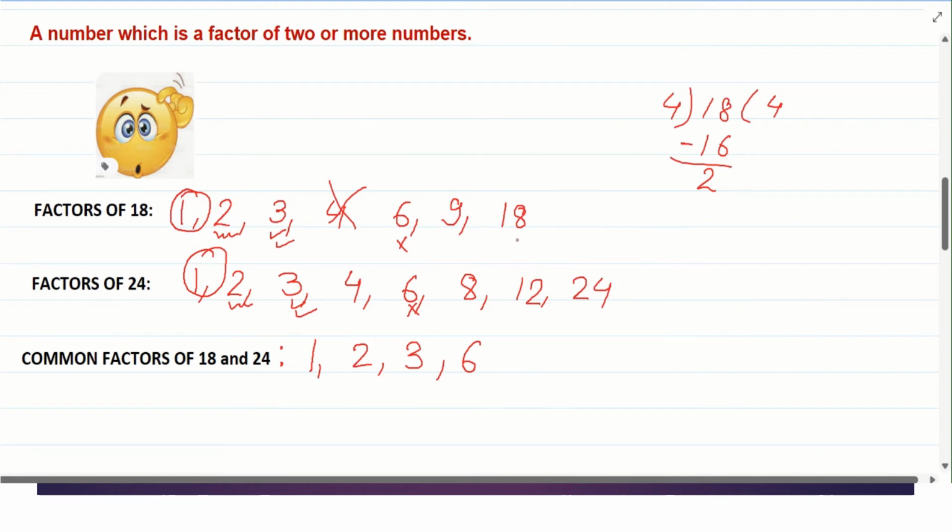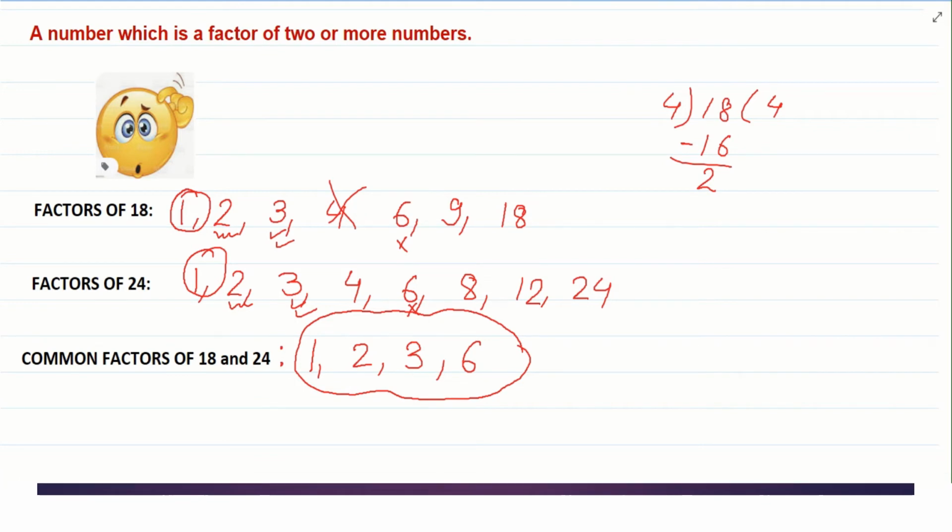Then comes 18. Is 18 a factor of 24? No. So we get only these four numbers as the common factors of 18 and 24. Is this clear? So we say the common factors of 18 and 24 are 1, 2, 3, 6. Is this clear or confused? Please take your time to understand.